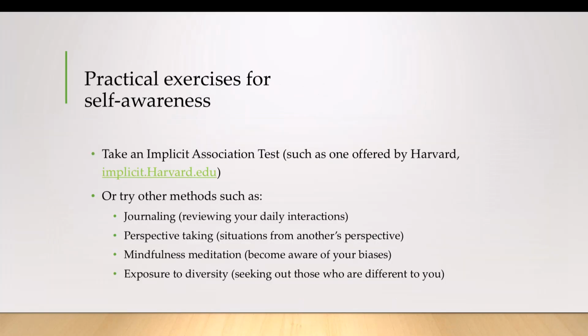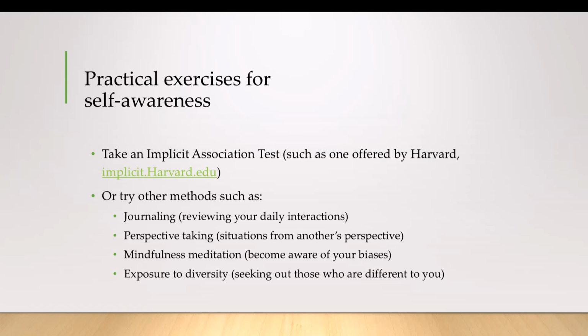Let's talk about some practical exercises that you can do to help increase your self-awareness of biases. First, you can take an implicit association test, such as one that is offered by Harvard. Reflect on the results and consider how these biases might influence your behavior. Or you can try journaling. Note any instances where you have made assumptions or judgments, and then reflect on these to identify patterns of bias.